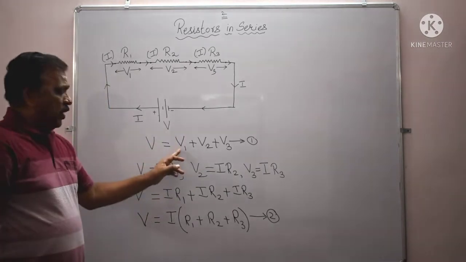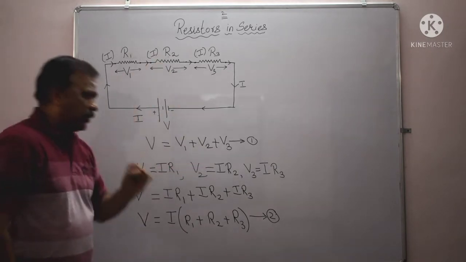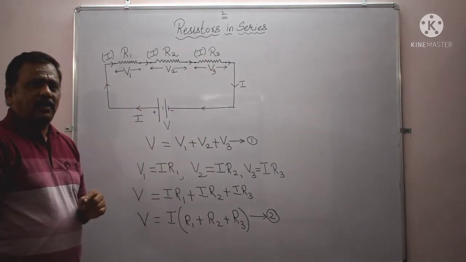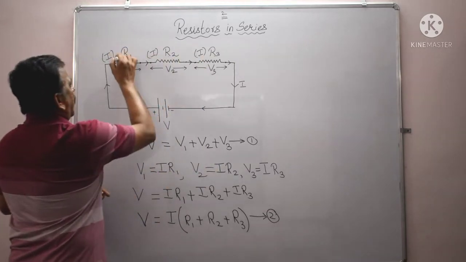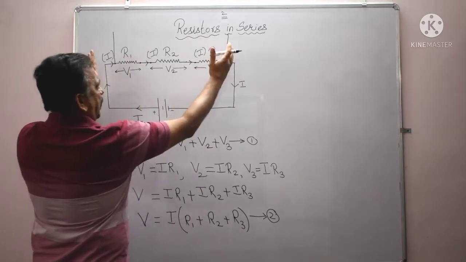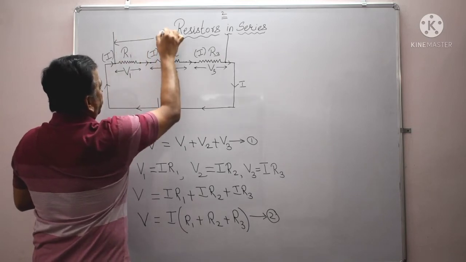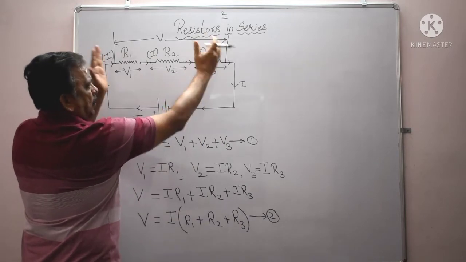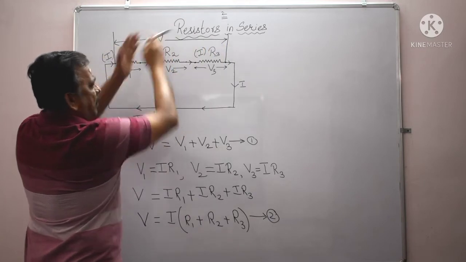So just remember, V1 is the potential difference across R1. V2 is the potential difference across R2. V3 is the potential difference across R3. And V is the potential difference across the combination of R1, R2 and R3.